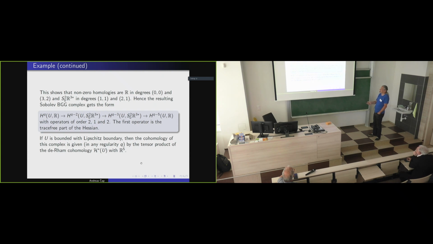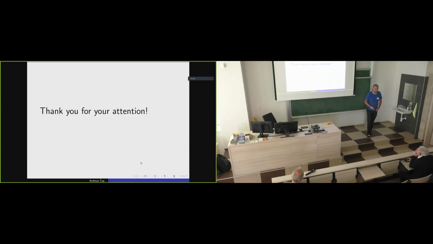And now if you know that U is bounded with Lipschitz boundary, then regardless of the Sobolev order, the cohomology of this complex will just be the tensor product of the de Rham cohomology of U with R^5. Thanks a lot.